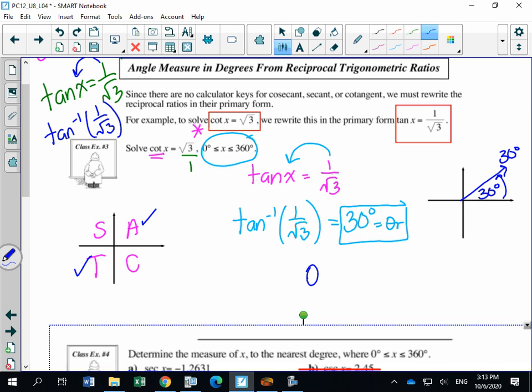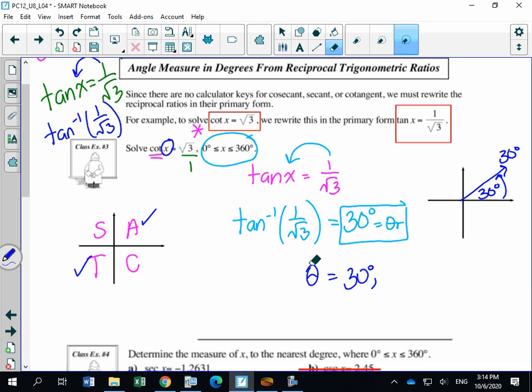Now, I would not put theta is equal to 30 degrees, and the reason is you have to be careful with what they want you to call theta. In this case, they want our angle to be called x. So I'm going to erase theta and put x there. So x is equal to 30 degrees is one of my answers. Then draw yourself another Cartesian plane, and let's put a reference angle of 30 degrees in the third quadrant.